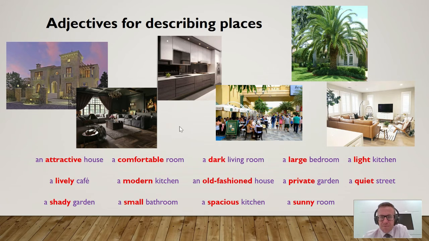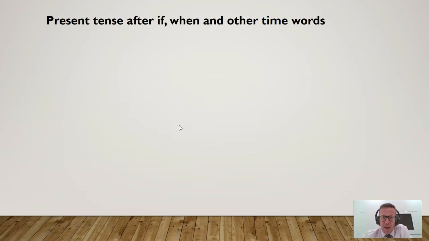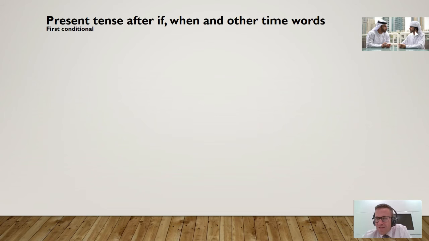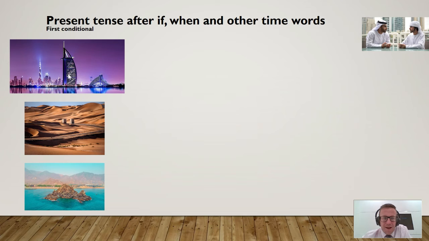And the final grammar point was present tense after if, when, and other time words. Some people call this first conditional. So that's what we're going to cover here. So here we have two guys, they're sitting and they're talking about their weekend and what they can do this weekend. They want to leave their home, let's say it's Abu Dhabi, and they want to go to a different place in the country. So here are the three places they're talking about: Dubai, Liwa, Fujairah.